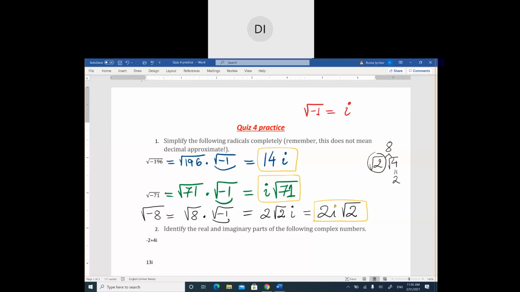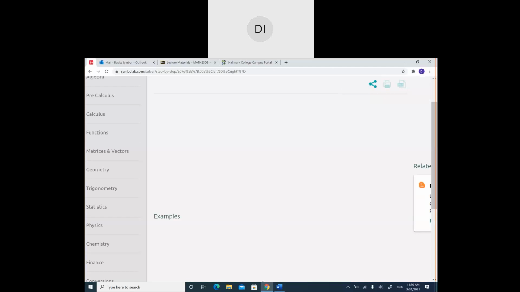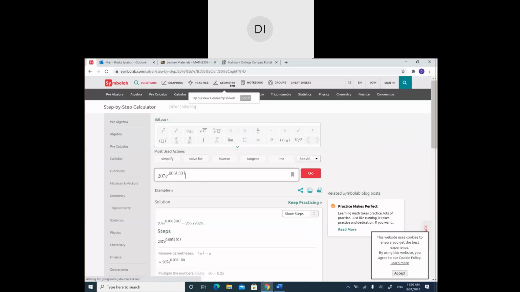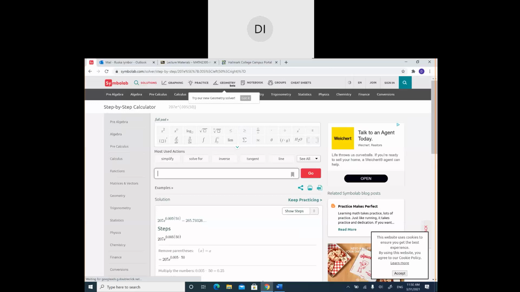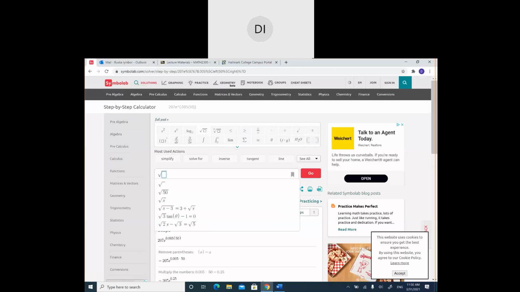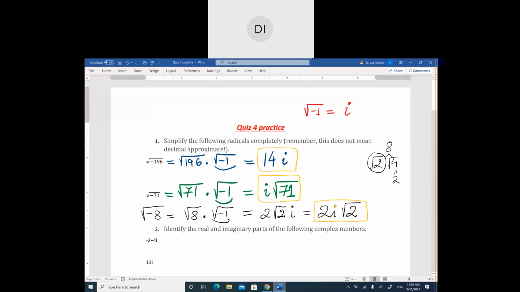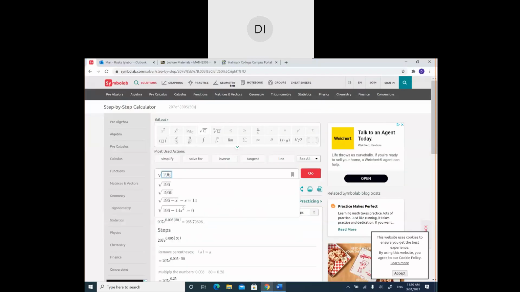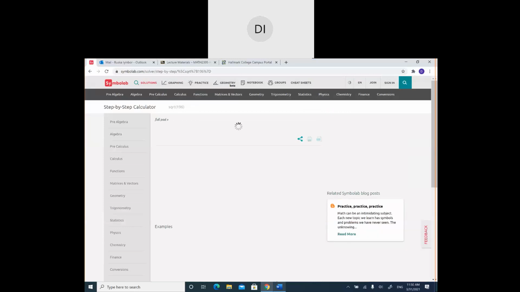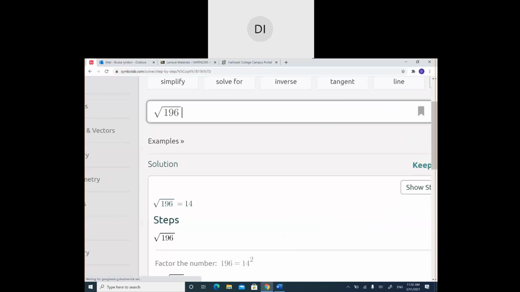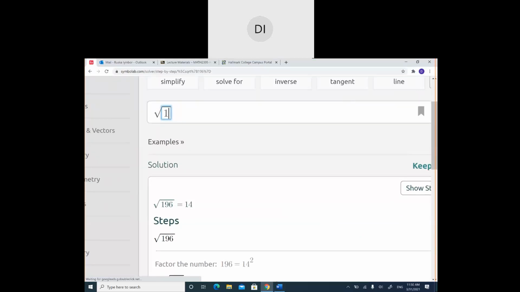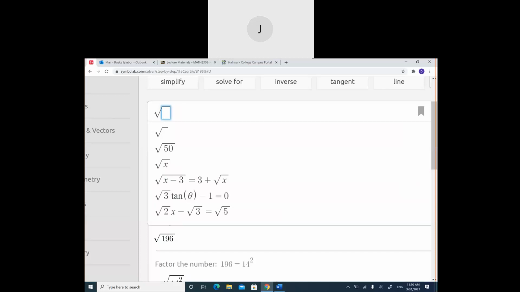Yes. On the first example where the answer was 14I, you got rid of the square root symbol? Yes, I took the square root of 196. I know it's a perfect square and I know the answer, but you can also go to the symbol, put the square root, and enter 196, and it's going to give you 14. So when it's a perfect square, you don't keep the square root symbol? Yes.